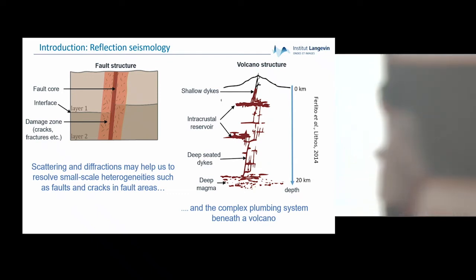For the fault structure, I will show you a local scale application today, but there is a poster by Rita that you can go and see, with Michel, who made an image of a large scale area along the North Anatolian fault.